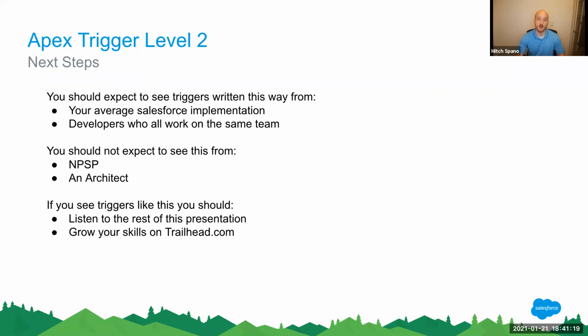Also, if you are an architect, there are better ways to do this. So you should probably try to level up just a little bit instead of just sticking to this basic pattern. Again, if you find yourself in this org, listen to the rest of this presentation. We've got some cool stuff coming for level 3. Again, grow your skills on Trailhead. Level 2 is a good place to be. Level 2 takes care of a lot of problems that we see in level 1. Level 2 is pretty common. So you're doing some things right if your org is on level 2.